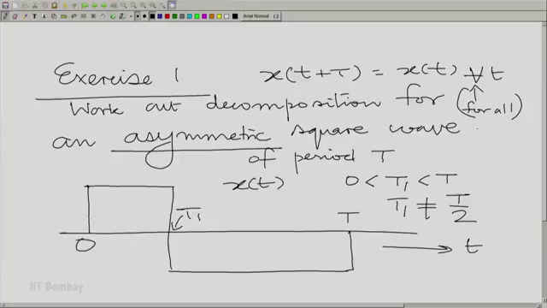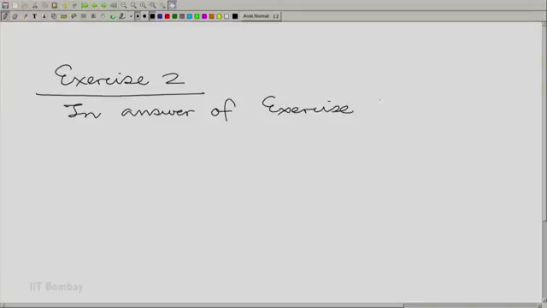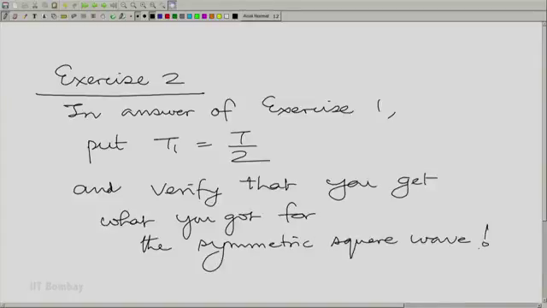Now, what you must also do is to look at the expression that you get here in general, and then of course, there is nothing wrong in substituting t1 equal to T by 2. You must check that when you substitute, let me put that as exercise 2 for you now. Exercise 2. In the answer of exercise 1, put t1 equal to T by 2 and verify that you get what you got for the symmetric square wave. That's exercise 2 for you.